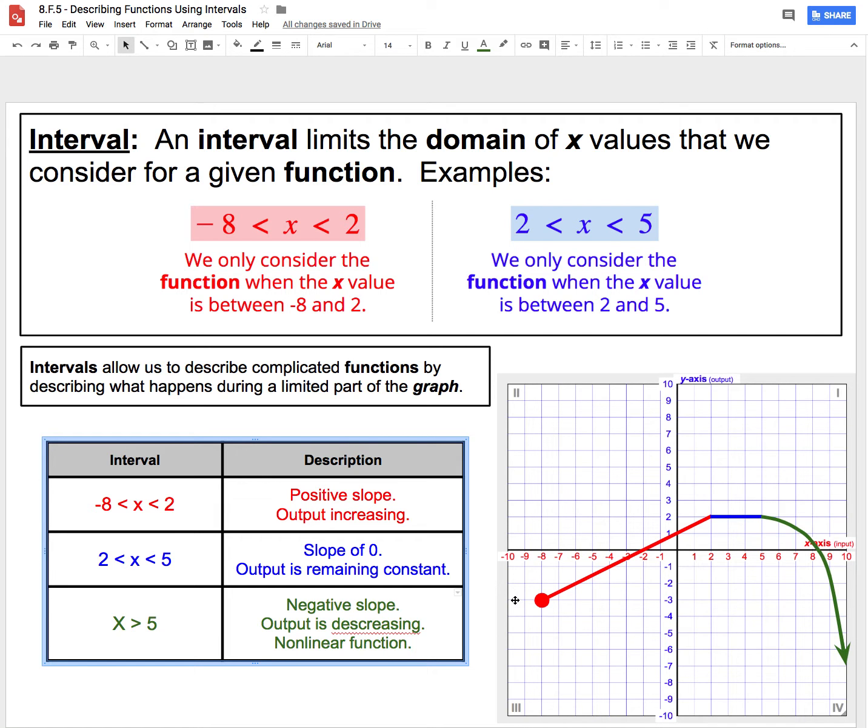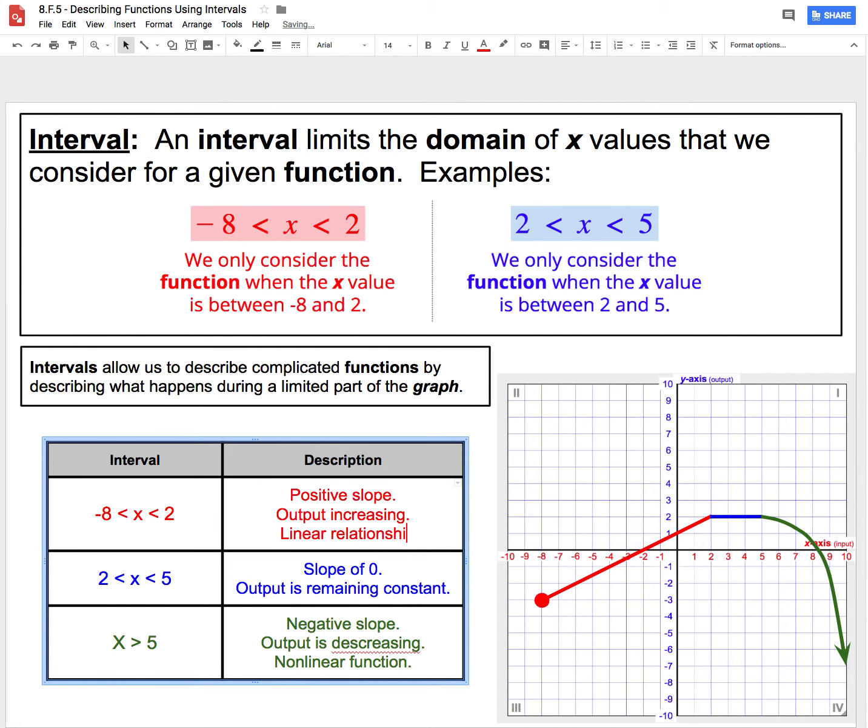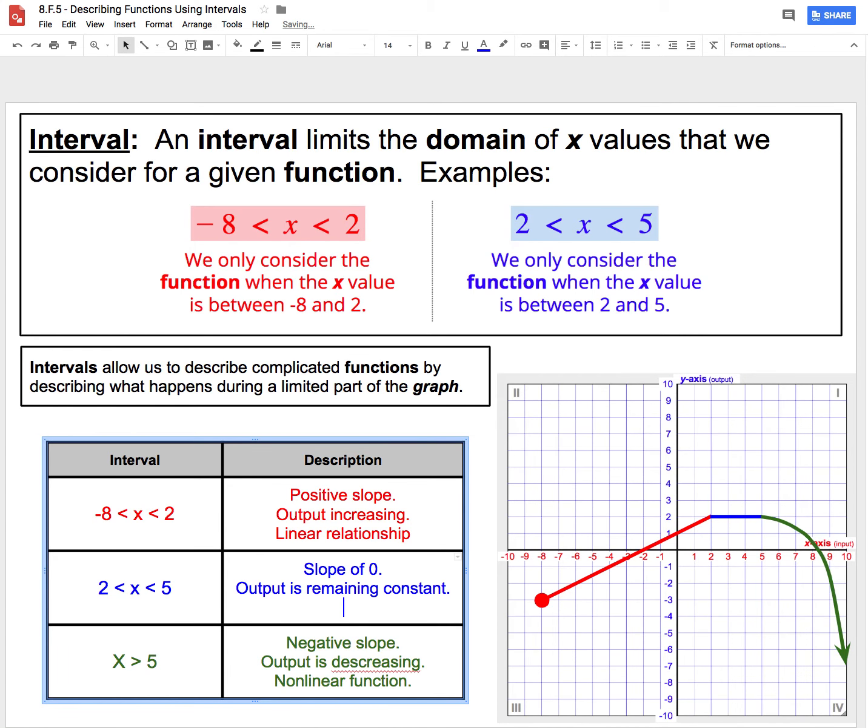But for the blue and the red ones, we see this straight line, a constant rate of change, first a positive constant rate, and then a rate of 0. We could say it's a linear relationship only during this limited domain from -8 to 2, or a linear relationship when we're limiting the domain for x anywhere from +2 to +5. So that is how we can use intervals to describe or answer questions about what's happening for a complicated function that keeps changing its rate of change.